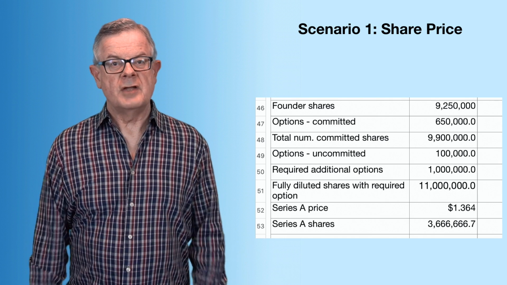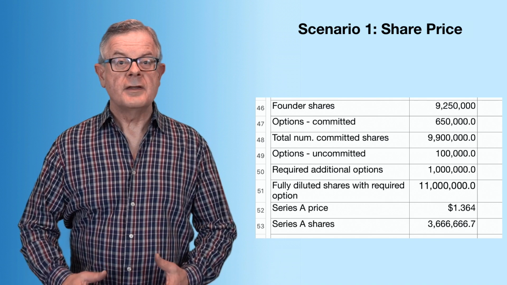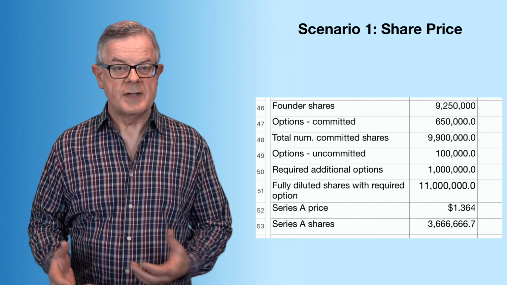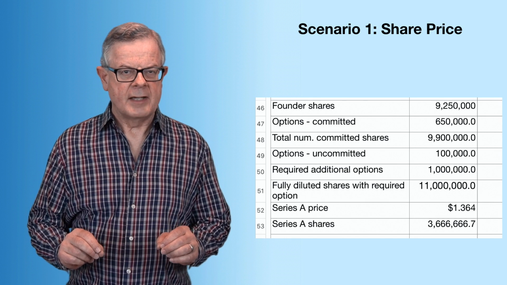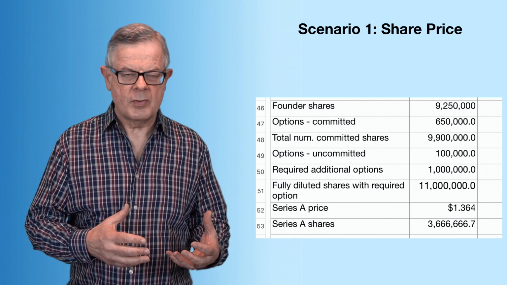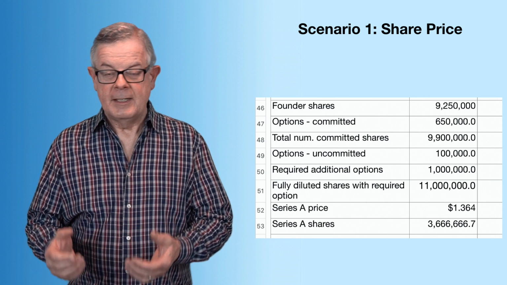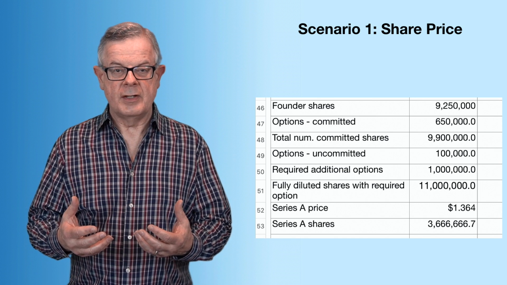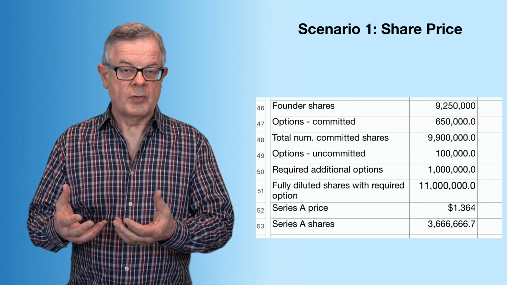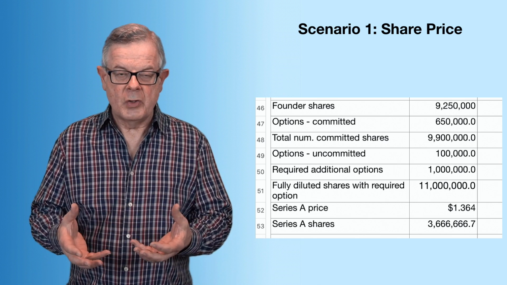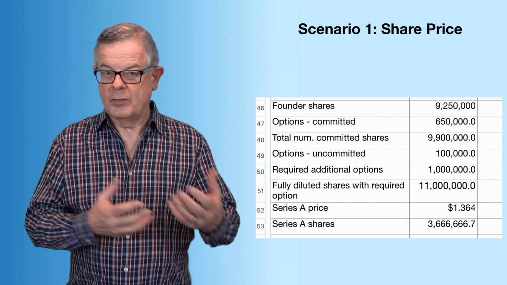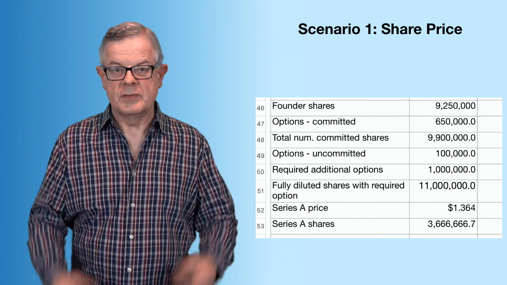So let's talk first about scenario 1 and figure out what the share price is for the Series A investors. We need to do that first because the share price will determine how some of the safes convert. Again, you could get into a scenario where the discount price is so low that it's a better deal than converting using either the pre-money or the post-money cap.